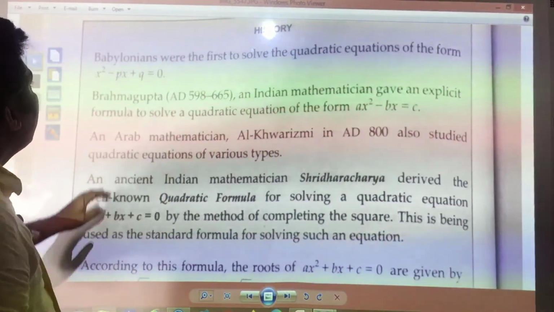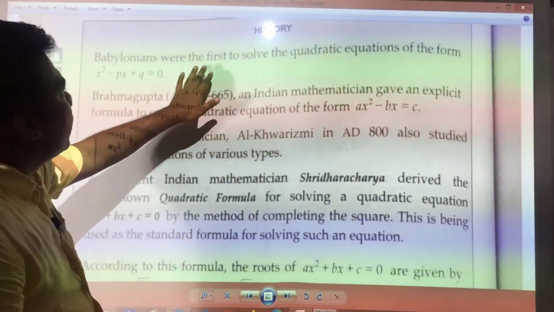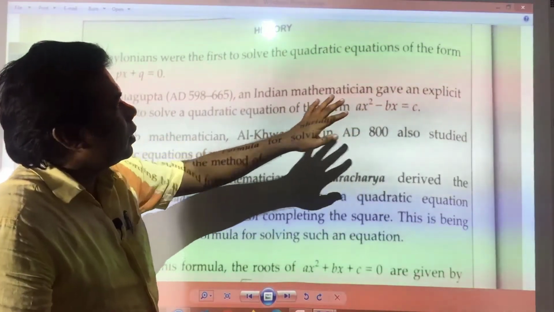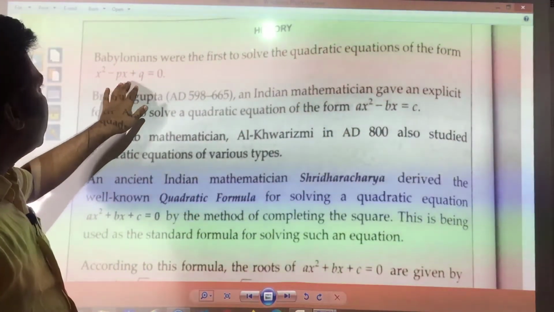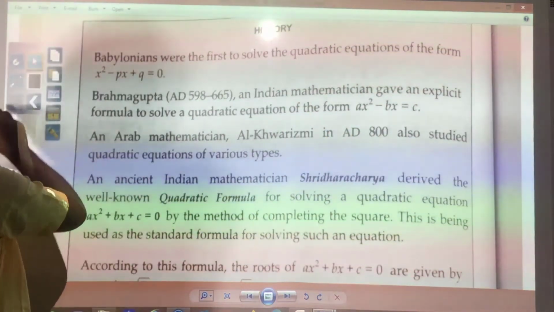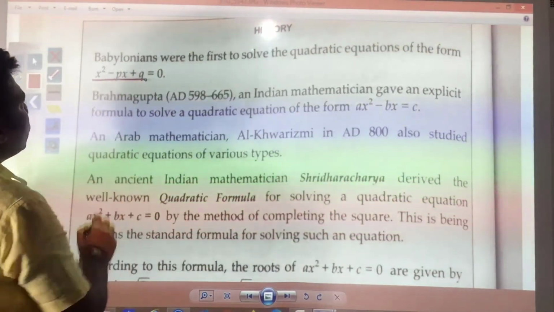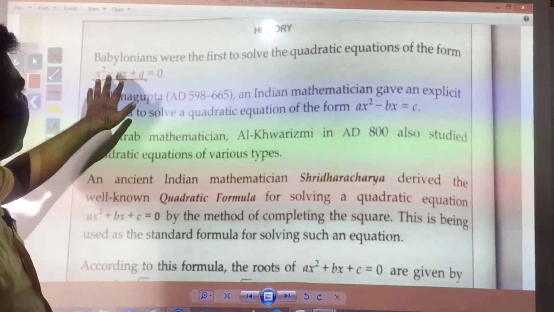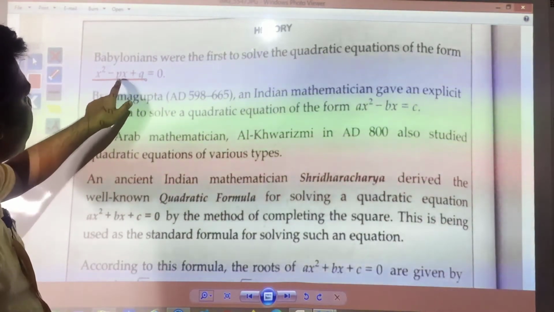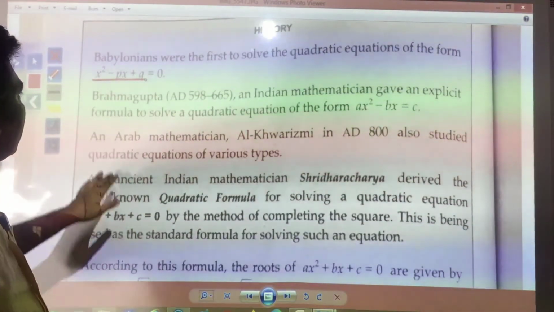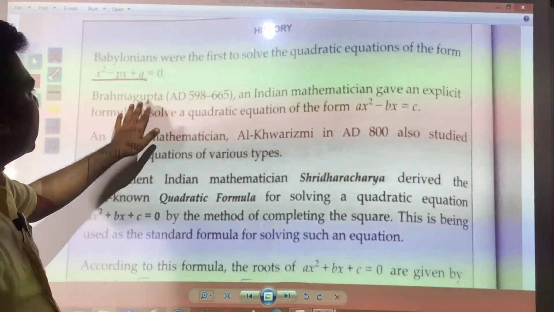Just you see, Babylonians were the first to solve quadratic equations of the form x square minus bx plus q is equal to 0. So, Babylonians were the first people who had solved this type of equations, x square minus bx plus q is equal to 0.